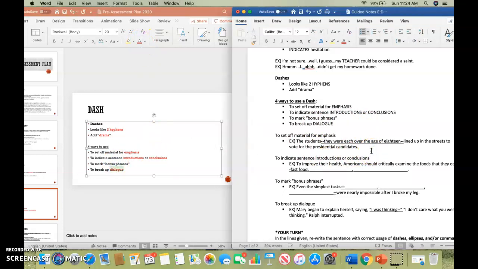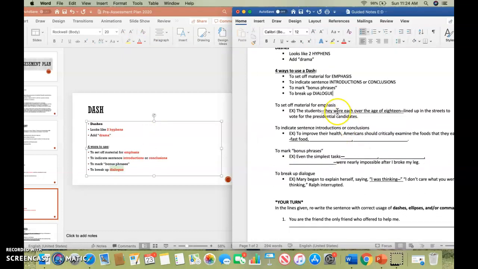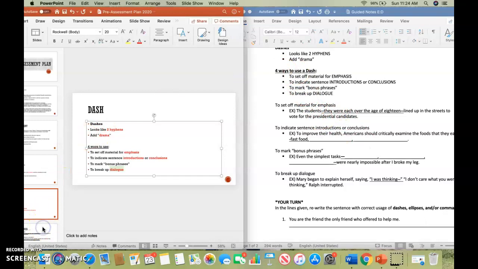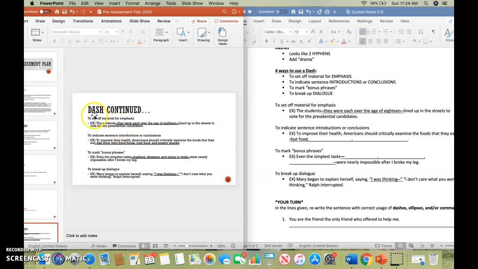Next slide, I have just an example of each way to use a dash, and I'd like you guys to fill in the blanks with me. The dash continued to set off material for emphasis. Like I said, kind of an easy one. The example would be: The students, dash, they were each over the age of 18, end the dash, lined up in the streets to vote for the presidential candidates.